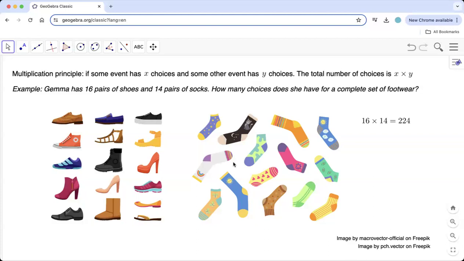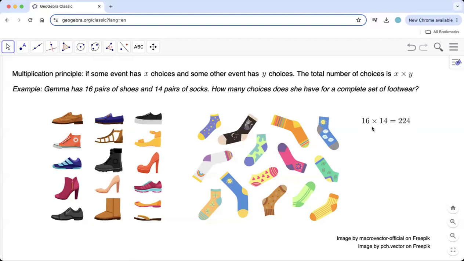But you might want to think about how many options, if you look at this shoe, for example, how many pairs of socks you could have with that pair of shoes, and then you move to the next pair of shoes, how many options for pairs of socks could you have? And then so on. You just do that for all 16, and for all 16 different combinations of all 14 different combinations of socks.